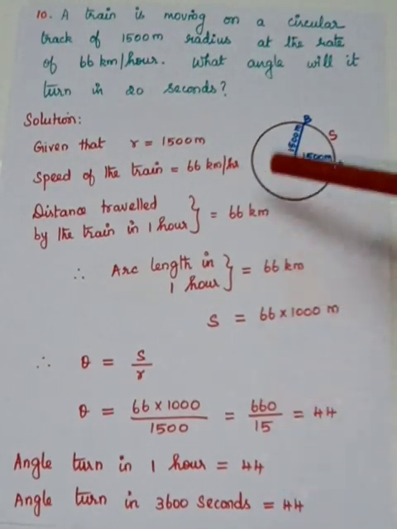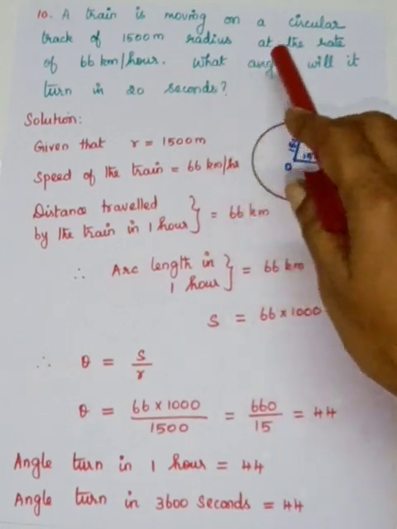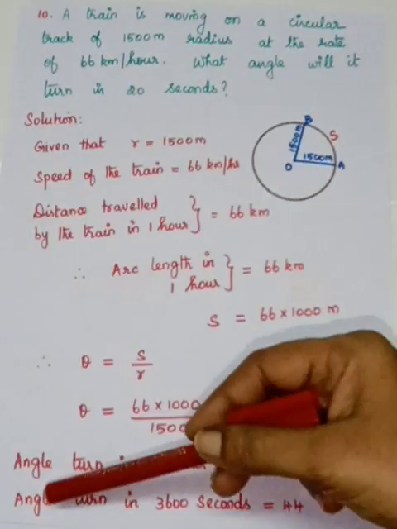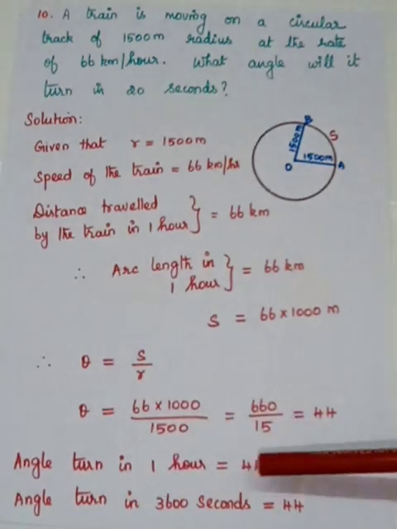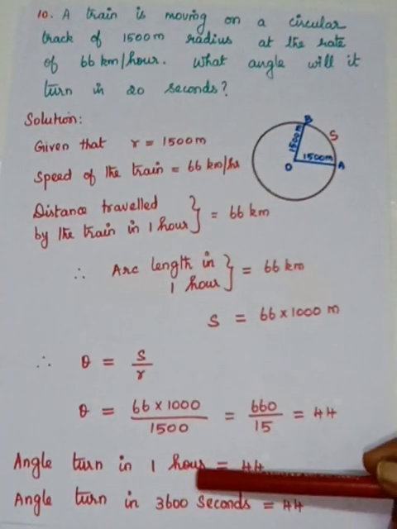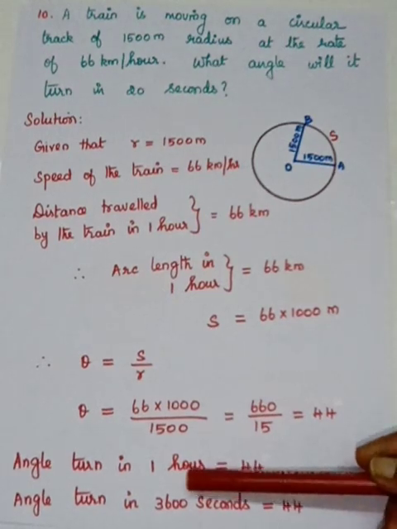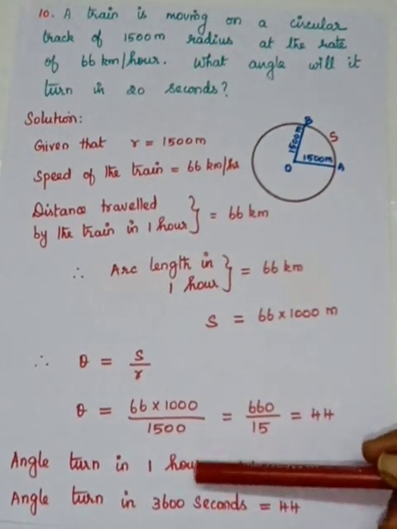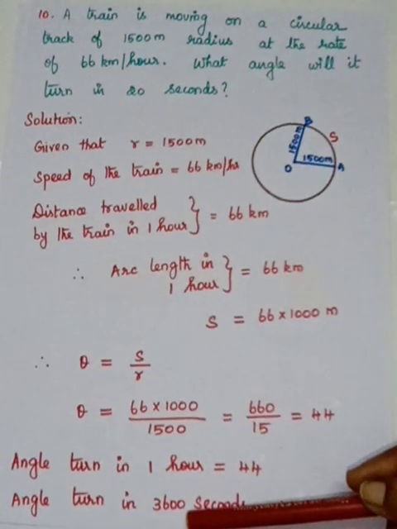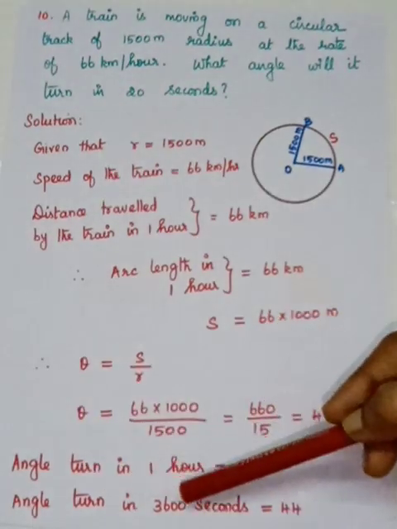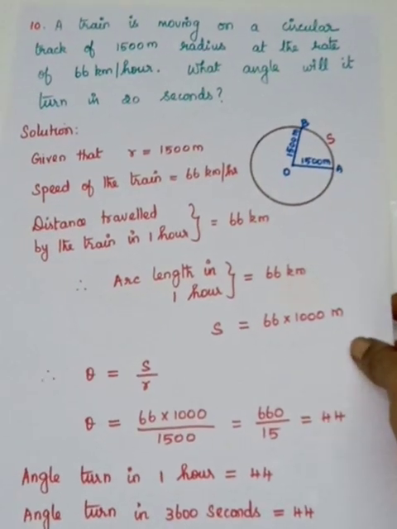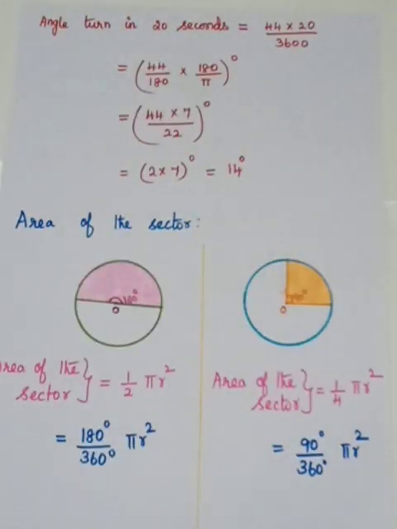So what is asked? What angle will it turn in 20 seconds? So therefore the angle turned in 20 seconds. Here it is 1 hour. So the hour, when you convert, it is 3600 seconds. So 1 hour is nothing but 3600 seconds. So the angle turned in 3600 seconds is equal to 44. From that we are going to find the angle turned in 20 seconds.